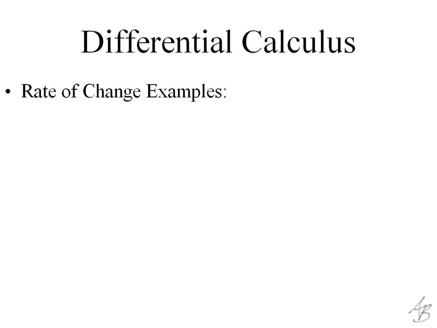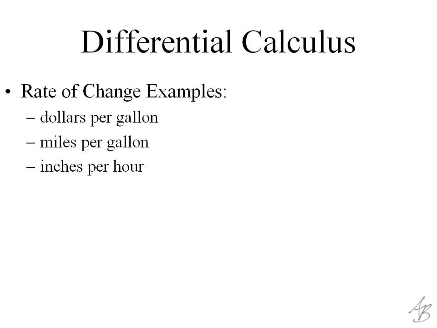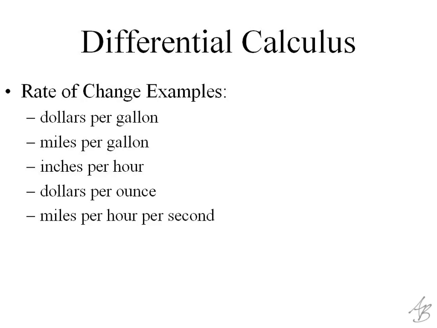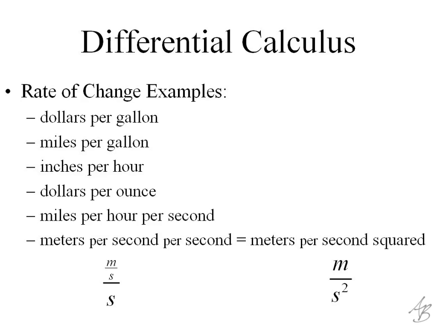Some other rates of change that you might see around you include dollars per gallon for the cost of gas, miles per gallon for measuring the efficiency of your car, inches per hour for measuring how hard it's raining, any kind of cost per unit like dollars per ounce for the cost of items at the grocery store, miles per hour per second to measure the acceleration of your car or how fast your speed is changing. In physics, we typically measure acceleration in meters per second squared. Any of these rates of change are things we might study in differential calculus.